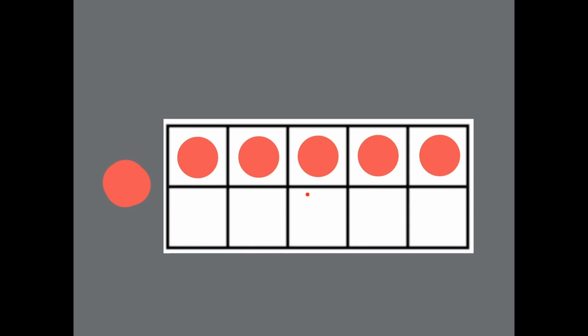So let's fill up the top row just like we did last time with our counters. Count with me. 1, 2, 3, 4, 5. Now we filled up the top row, so I know that if I see a full top row, that means there will be 5. Just like if I see a full bottom row, there will be 5 there. But if I see a full tens frame, I know there will be 10. It's in the name, tens frame.